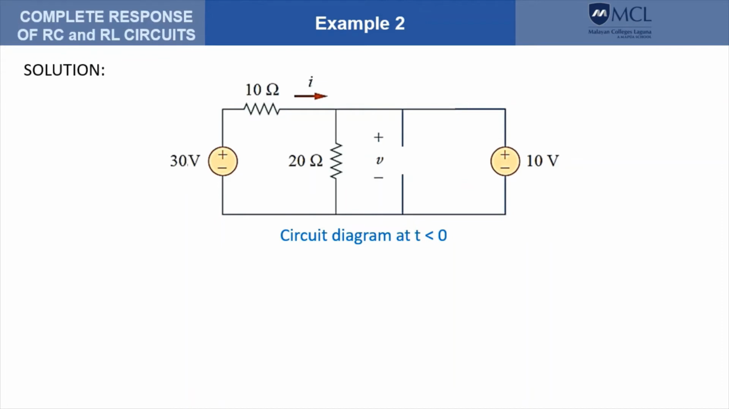This is our circuit diagram before the switch is open. Since the circuit is at steady state, we draw the capacitor like an open circuit. So the current through the capacitor is zero at steady state. So therefore, we can say that our current through the capacitor before t equals 0 is 0, while the voltage at or before t equals 0 is, well, the capacitor is directly in parallel with this voltage, so therefore we can say that this is equal to 10 volts.